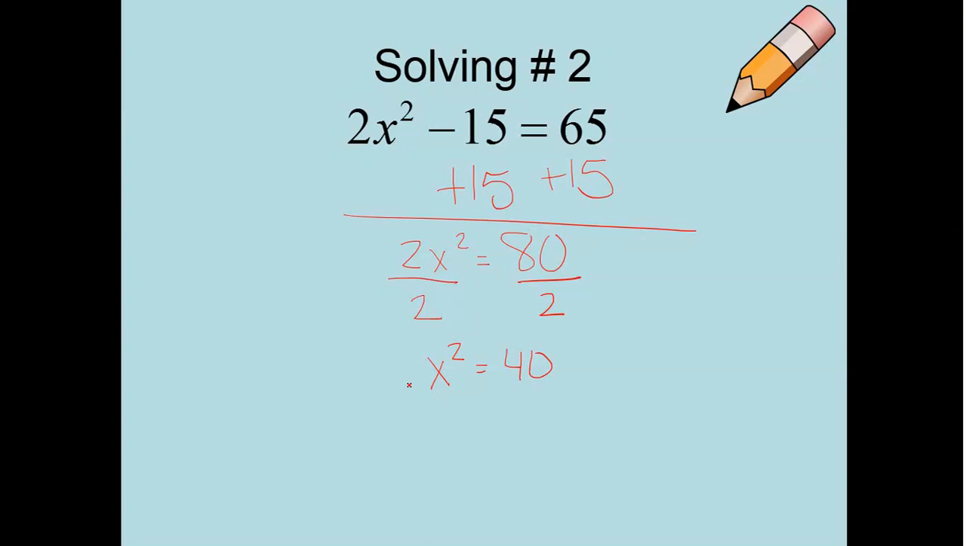Now, I'm at x squared. So now you're going to take a square root of both sides. And I'm going to get x on this side, because the squared and the square root are going to cancel each other out. Don't forget, plus or minus.